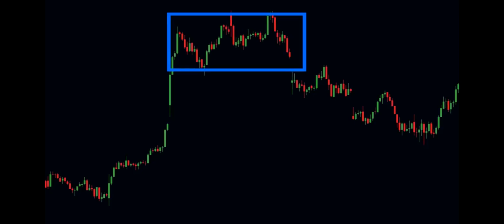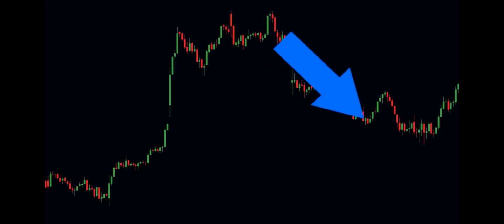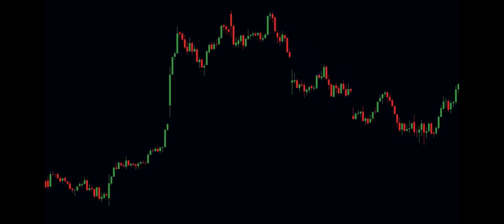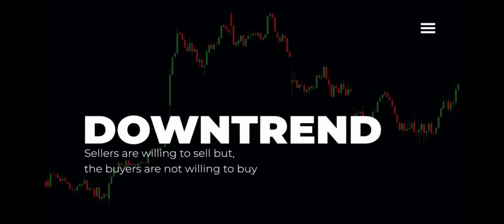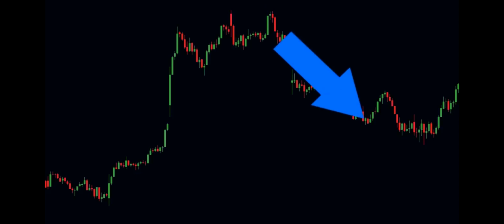We will learn how to use them very shortly, but for now, let's continue through the chart. Soon enough, we see that after a certain point, the buyers no longer see the current price as fair value. Therefore, they do not buy when the price reaches the lower boundary. As a result, the sellers push the price downwards to attract new buyers. Remember, in a downtrend, the sellers are willing to sell, but the buyers are not willing to buy. Therefore, the prices go down.